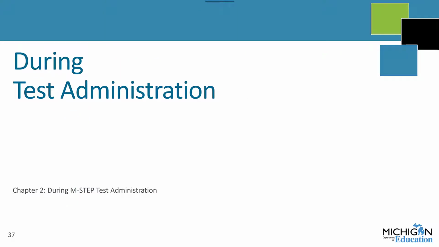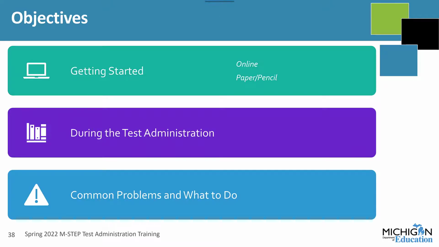Next, we will move on to Chapter 2 of our MSTEP Test Administration Training. In this section of the presentation, I will discuss tasks that are done during the administration of the MSTEP. In this chapter, we will discuss how to get started with both online and paper pencil test administration, what tasks need to be done during the test administration, and some common problems that come up and how to address them if they do.